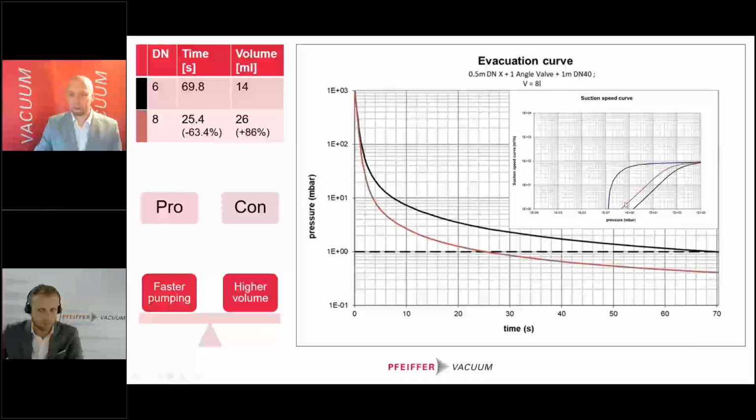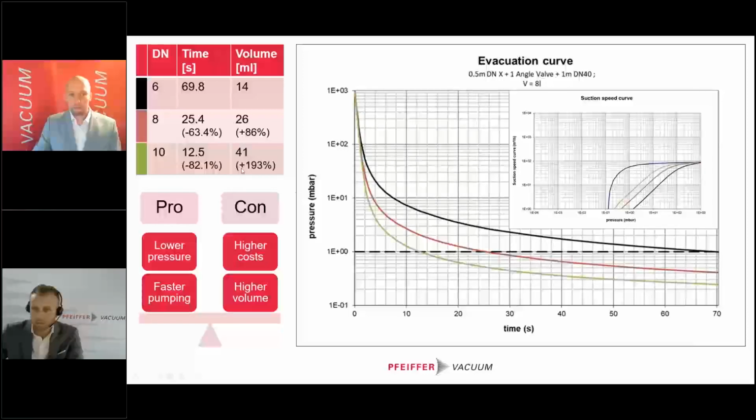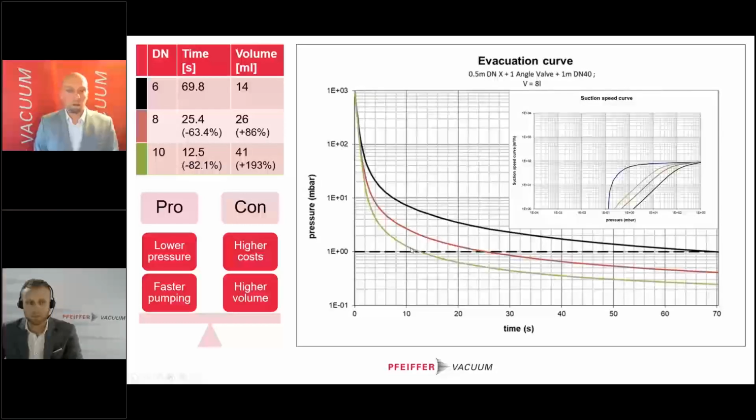When we exercise this to the next level with the DN10, we see even more increase here. 82% less time is needed, but 193% more volume is needed to reach this green curve here. So you can also consider, when you say, okay, I don't need to reach 12 seconds, I have 30 seconds time, that when I increase my diameter, I also decrease the pressure I absolutely reach. And this helps us in cleaning up the inner part to reduce our helium contamination.